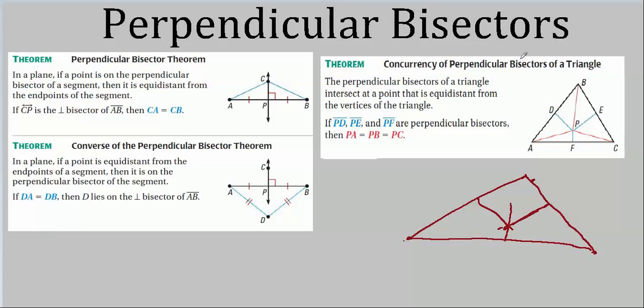concurrency of perpendicular bisectors. That's a really long name for a theorem. Come on, guys, couldn't you come up with something better than that? Let's just call it the one that says that perpendicular bisectors intersect at the center of a triangle. At least that says what it is. Anyway, this is kind of a cool result.